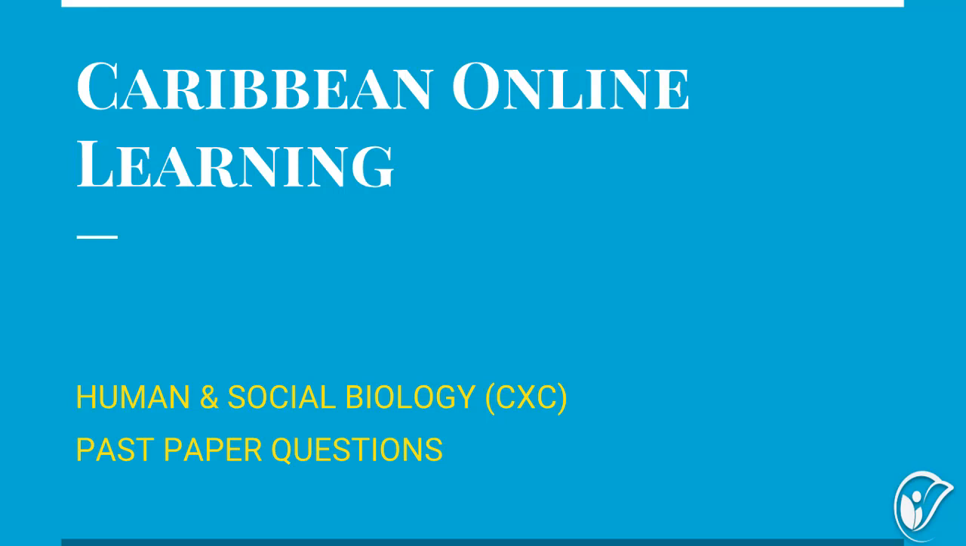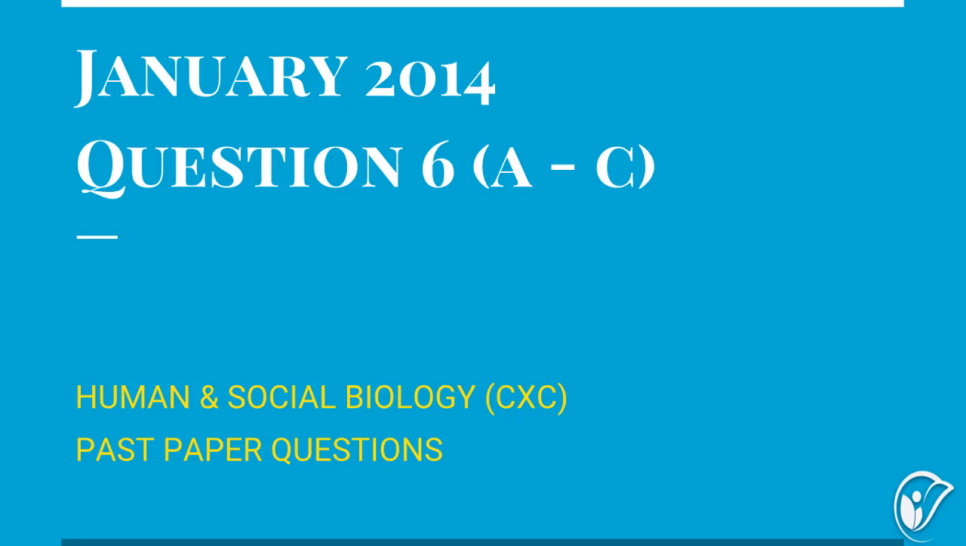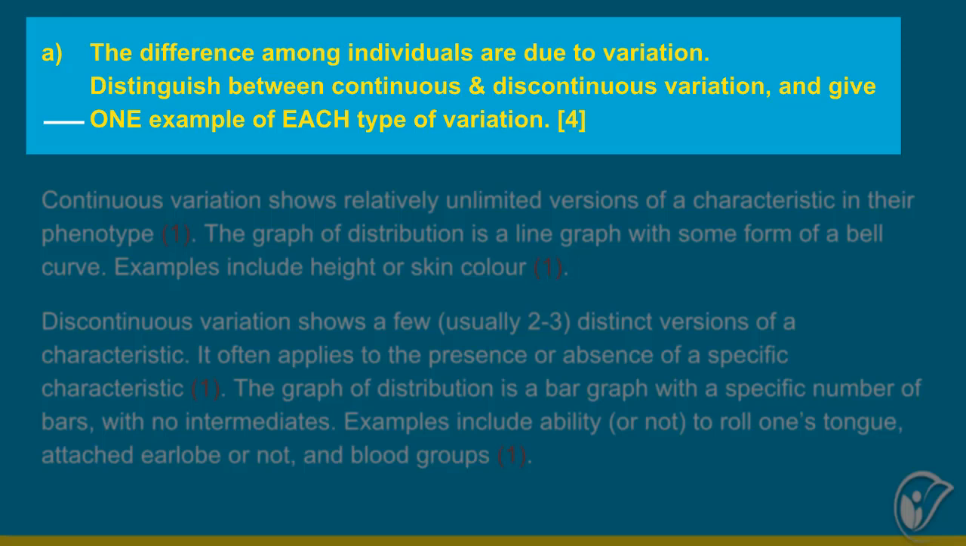My name is Keisha Lewis, and in this episode, I will be answering a CSEC exam question on genetics and variation. This is the second in a three-part series. So, let's begin. For this episode, we will be looking at the question from January 2014, question 6, parts A to C. Now, let's look at part A.